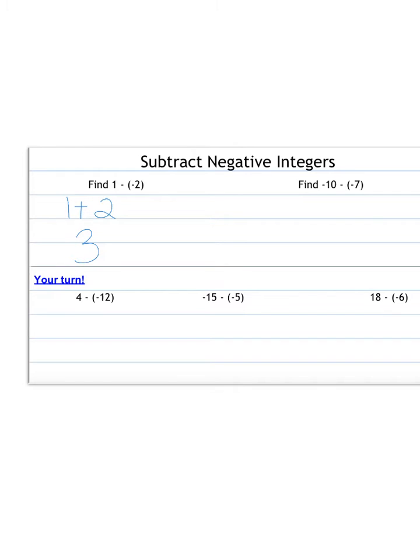Okay, next one. Negative 10 minus negative 7. Negative 10, we change the subtraction into addition. Opposite of the negative 7 is a positive 7. So now we have negative 10 plus 7. For this one, signs are different, so we find the difference between them, which is 3. And we have more negatives, so our answer is negative.